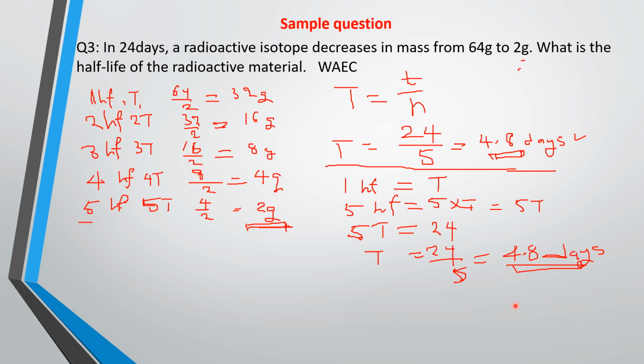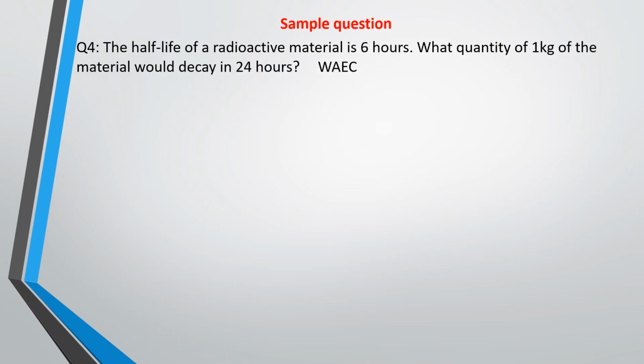We are going to another question. I think I have maybe 1 or 2 more questions before I leave this particular section. This one says that the half-life of a radioactive material is 6 hours. What quantity of 1 kg of the material would decay in 24 hours? This is not different from what we have solved before. Since the half-life is 6 hours, you need to find the quantity that will decay in 24 hours.